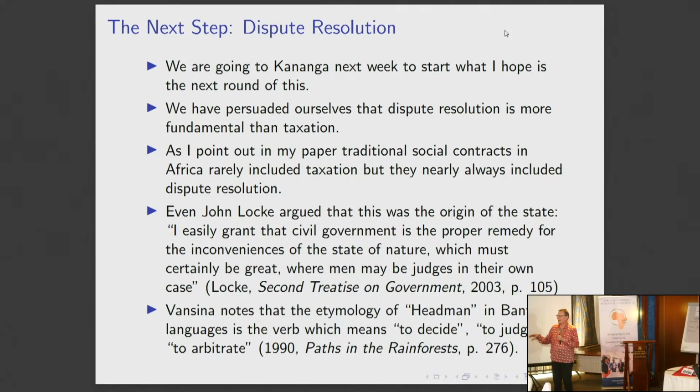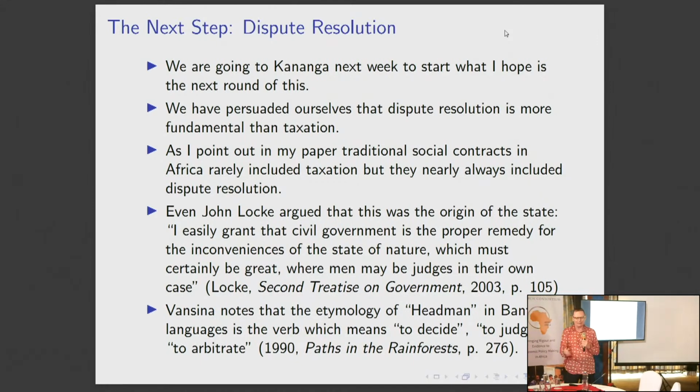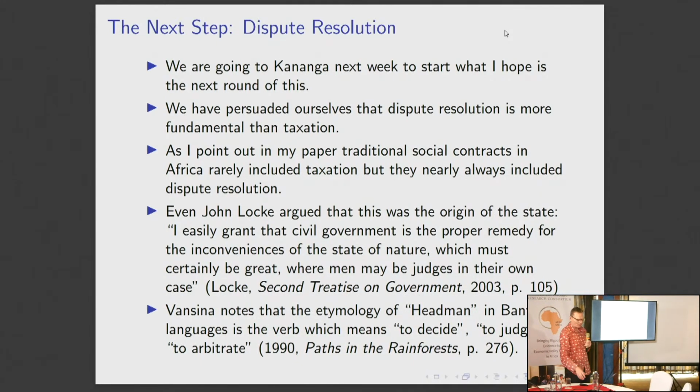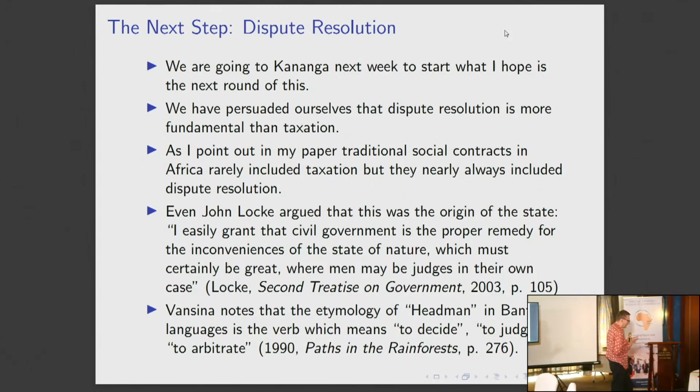It's exciting. So what are we going to do next? Well, think about this issue of dispute resolution in a much deeper way. One of my favorite books when I was an undergraduate was John Locke's Second Treatise of Government, one of these famous books in political philosophy, written in the 17th century.